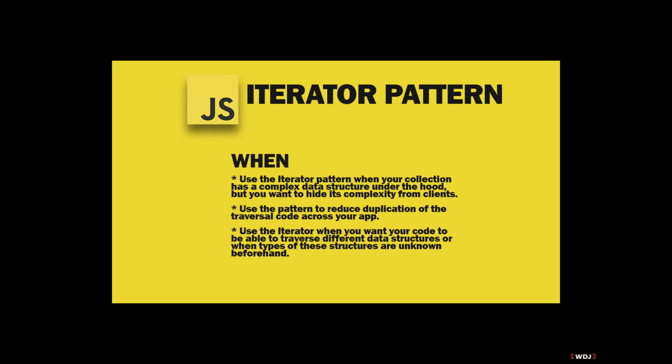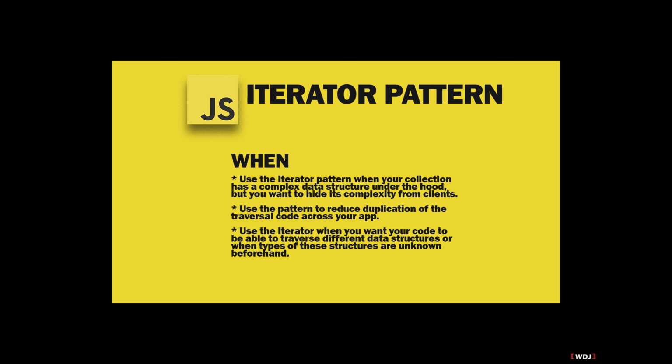So the wins. Use the iterator pattern when your collection has a complex data structure under the hood, but you want to hide its complexity from clients, either for convenience or for security reasons. The iterator encapsulates the details of working with a complex data structure, providing the client with several simple methods of accessing the collection elements. While this approach is very convenient for the client, it also protects the collection from careless or malicious actions, which the client would be able to perform if working with the collection directly. So that's why we said either convenience or security reasons.